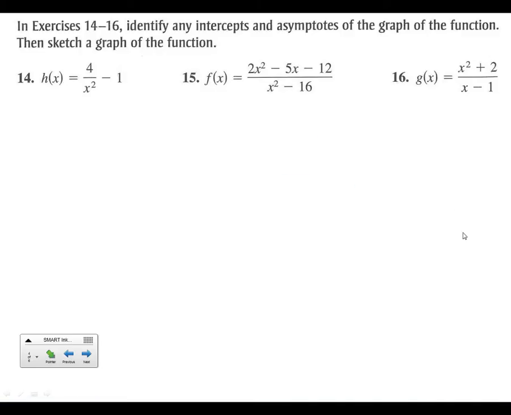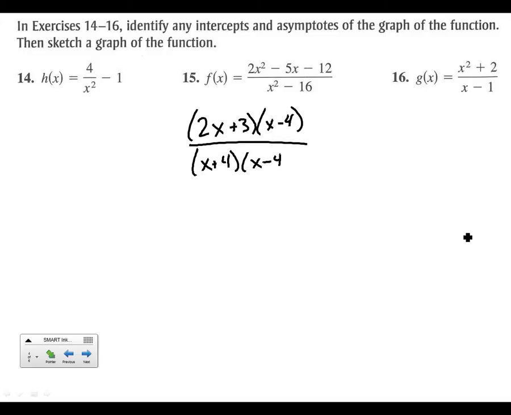Alright, problem 15, let's take a look. We need to factor. So we'll get (2x + 3)(x - 4) over (x + 4)(x - 4). And we get to cancel out these x minus 4's right here. So immediately we know that the domain is x does not equal negative 4, which means we have a vertical asymptote at x equals negative 4.